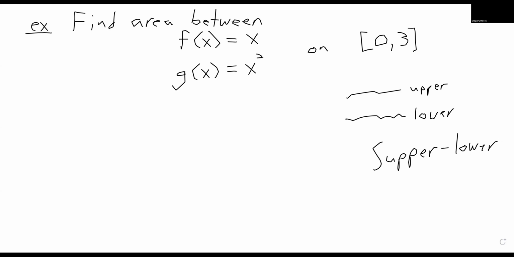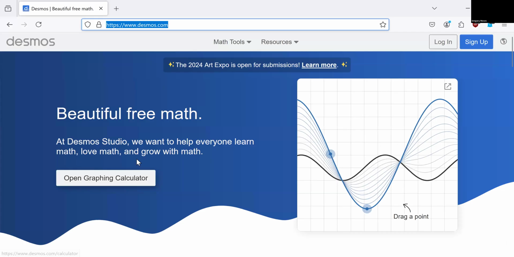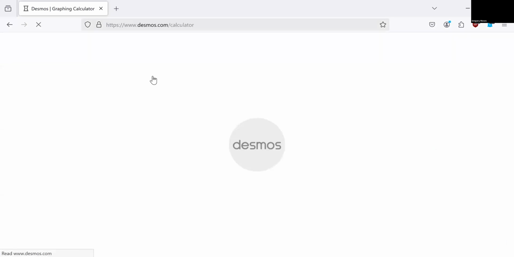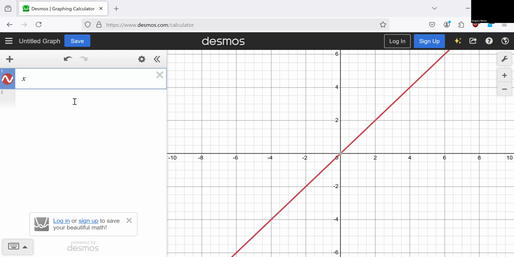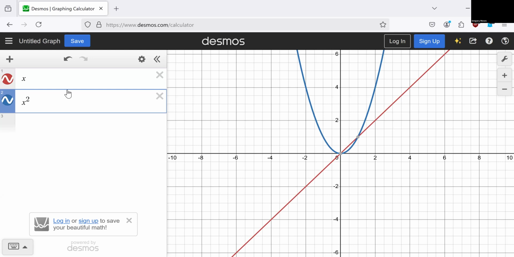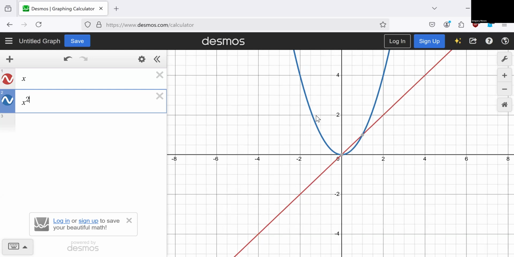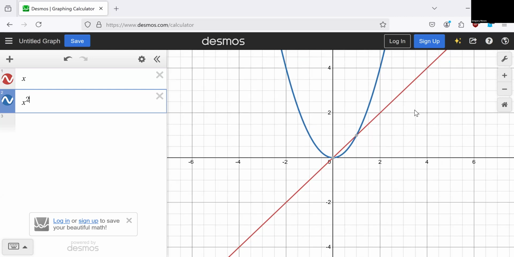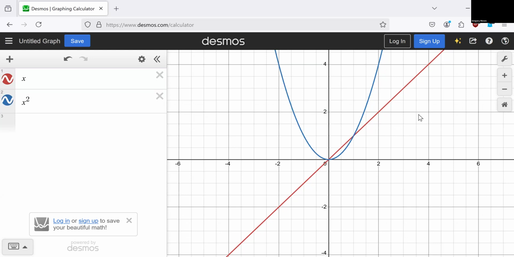Let me share this so it's showing up in the recording. So here's x, and here's x squared, and this is actually maybe a kind of wonky choice as an initial example. I'm just using my notes from last year, but the reason I say this is kind of a wonky choice is that the upper and the lower function aren't constant, they switch. So here, x is the upper function, and here, x squared is the upper function.